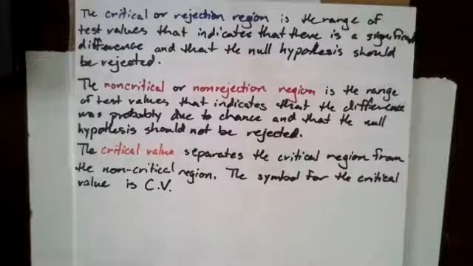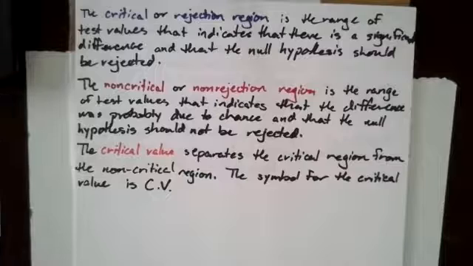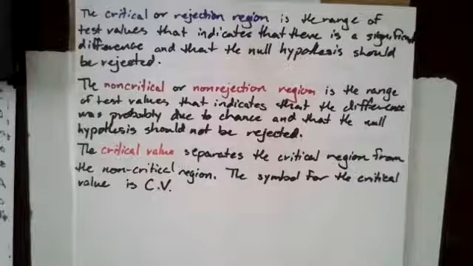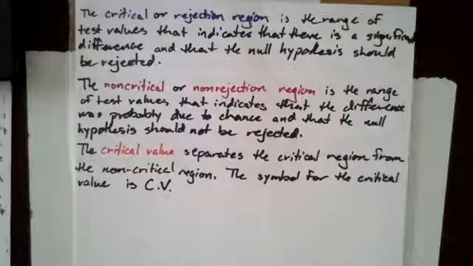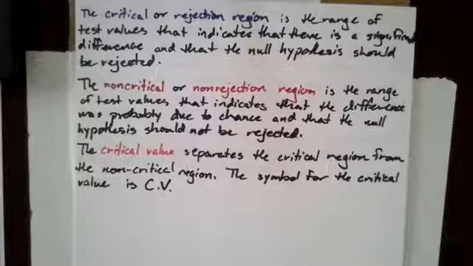The critical or rejection region is the range of test values that indicates that there is a significant difference and that the null hypothesis should be rejected. The non-critical or non-rejection region is the range of test values that indicates that the difference was probably due to chance and that the null hypothesis should not be rejected. The critical value separates the critical region from the non-critical region. The symbol for the critical value is CV.